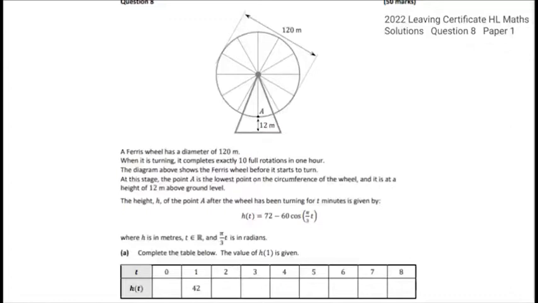We're on to question 8 now. The question comprises a Ferris wheel which generates a trigonometric function, and in part A we need to fill in the table. So the first part will be setting our calculator to radians, inputting the values of t into our formula and filling out the full table. So let's see what we get.